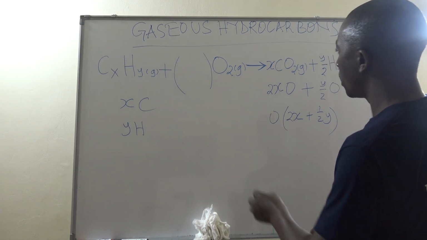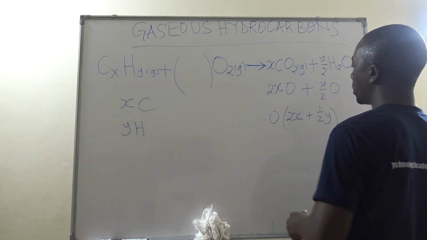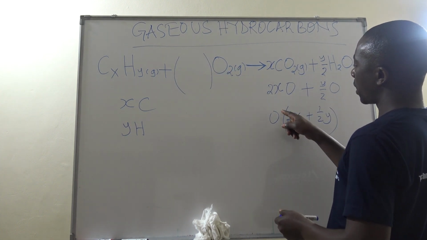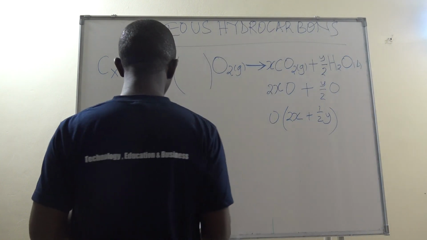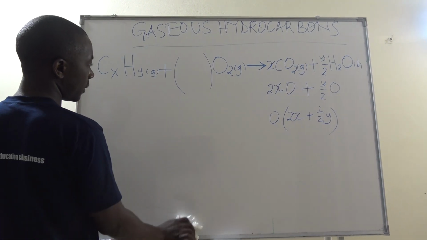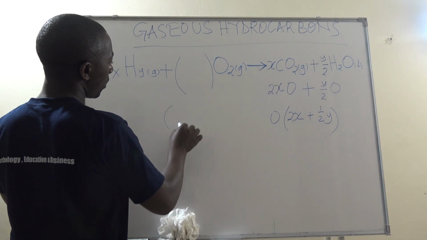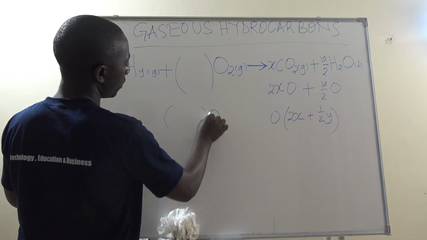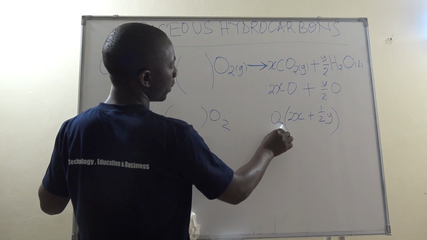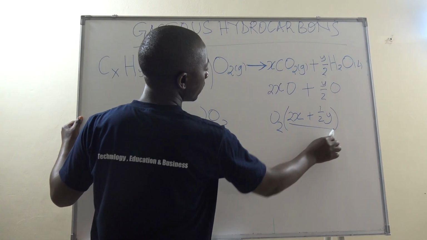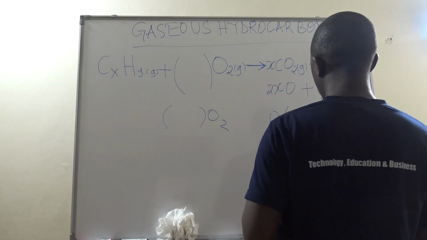Now, remember, on the left hand side, we have 2 oxygen atoms. That means if I multiply this by 2, in other words, on the left hand side I'm having a bracket with the 2 oxygens. So if I increase this by 2, that means the ones inside I have to reduce, so that I would really balance it.